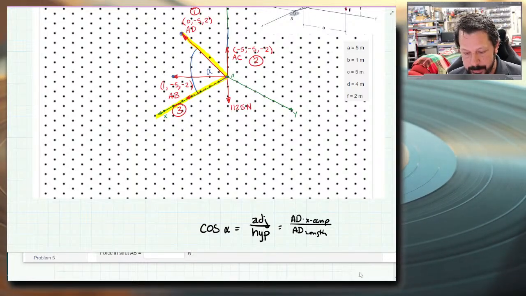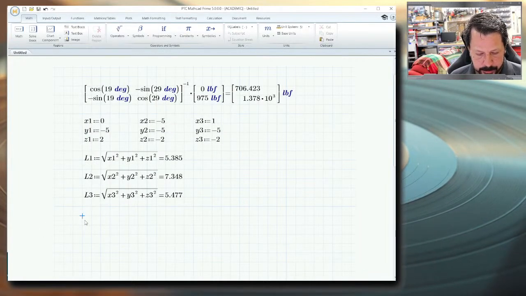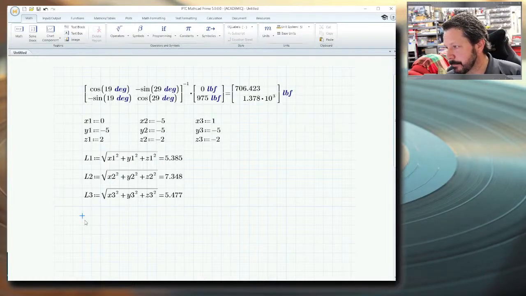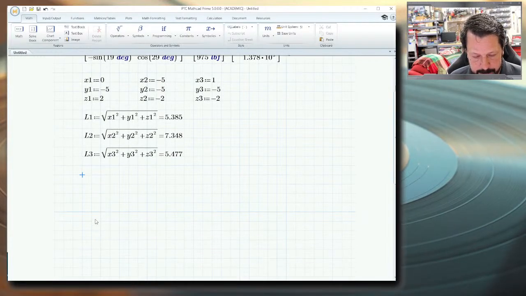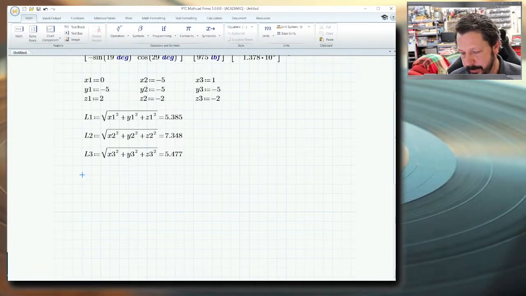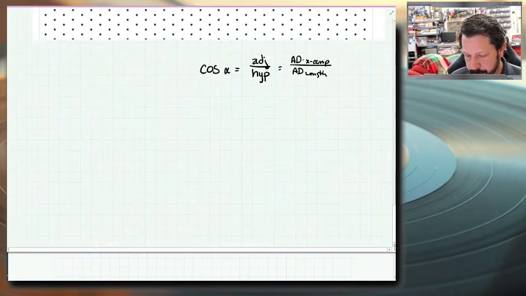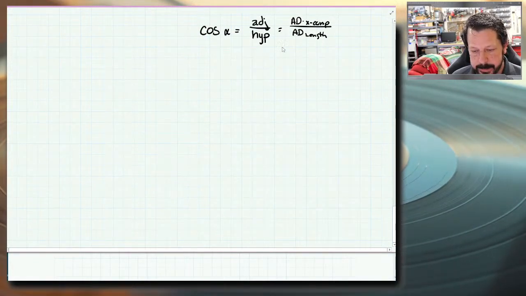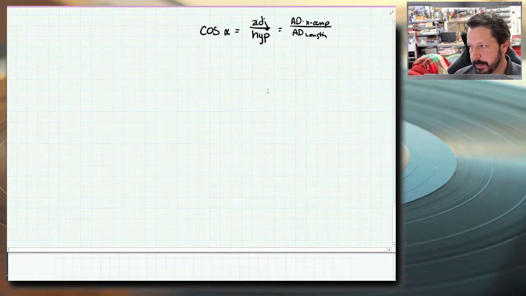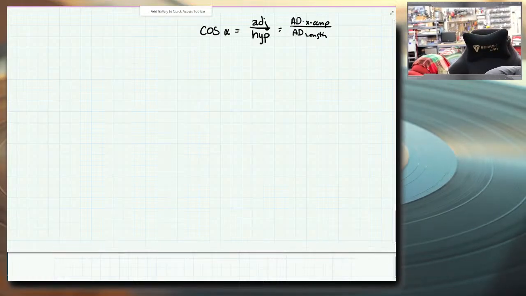So I'm going to do this in MathCAD. Or should I do it on paper first? Maybe I should do it on paper because I'm going to need to write it out. Well, not paper, on here, on the screen. We're going to take this idea and write the summation of forces. Let's do the x.